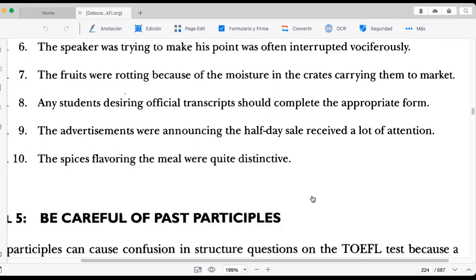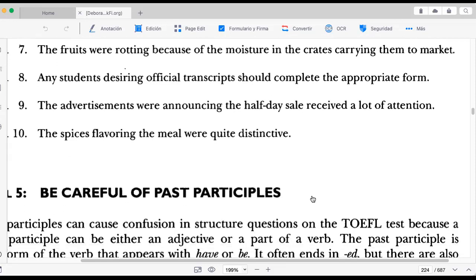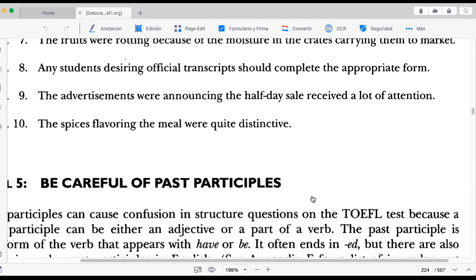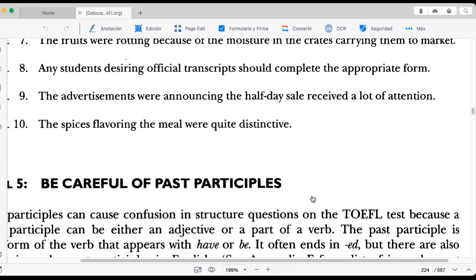Okay, nice. Number 9, who wants to read it? Me, teacher. Okay, very good. The advertisements were announcing the holiday sale received a lot of attention. Thank you very much, Milena. Now tell me, is it correct, incorrect, or whatever? Okay, you could be one of the people who answer this. Who wants to answer this? The advertisements were announcing the half-day sale received a lot of attention.